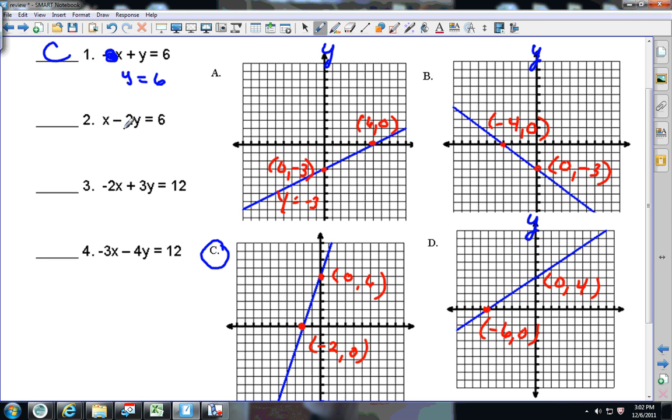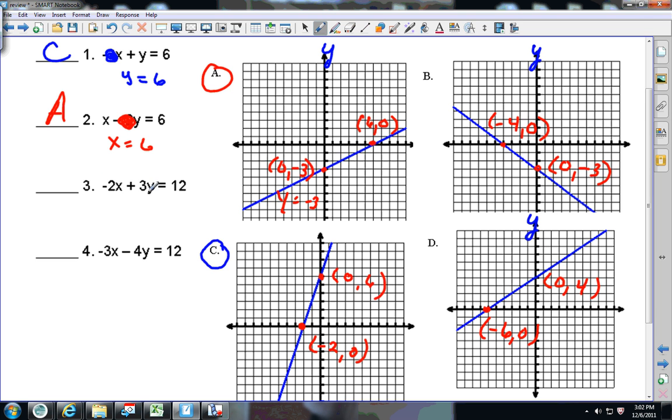Let's try this one right here. I think I can cover this up right here. But look, what if you did this? I covered this up and I got x equals positive 6. This is the only one where x is positive 6, so this would be my A.